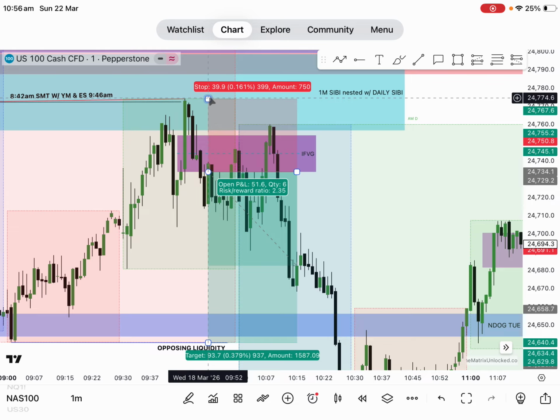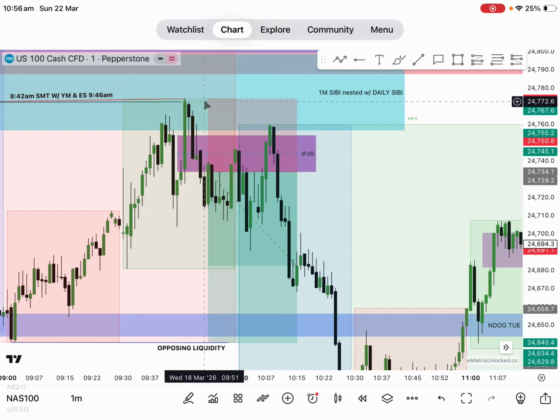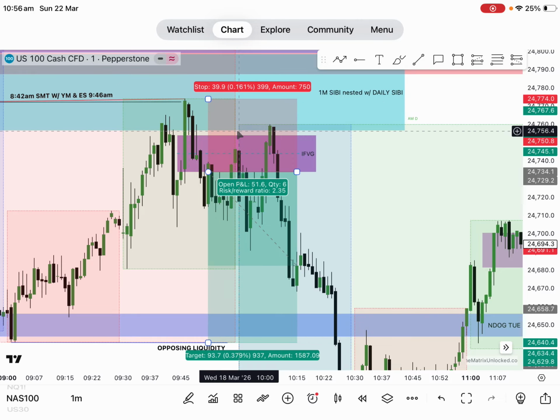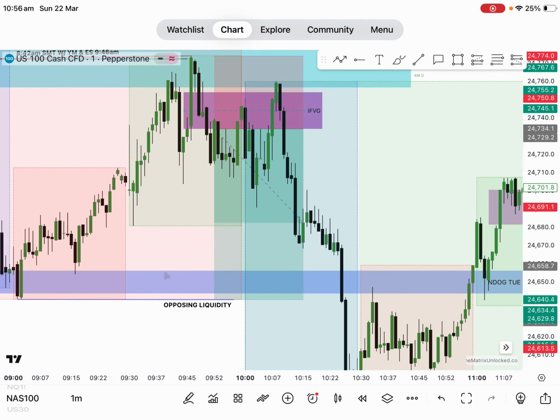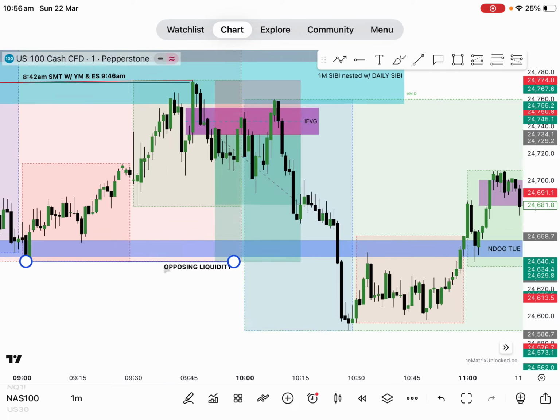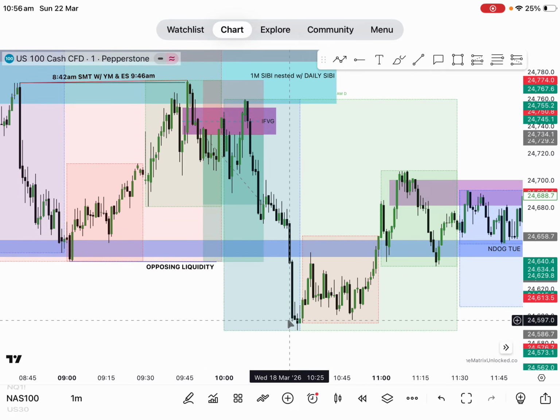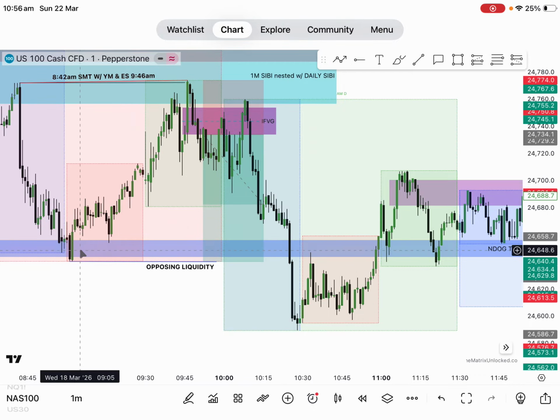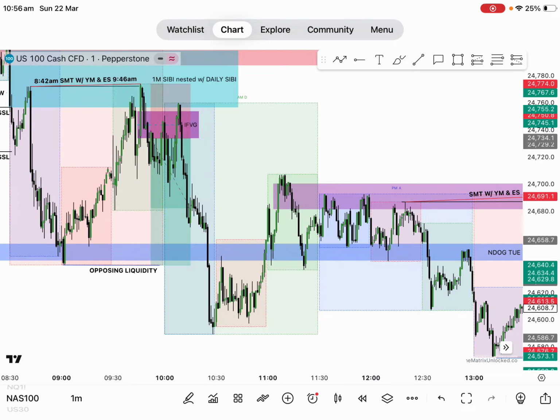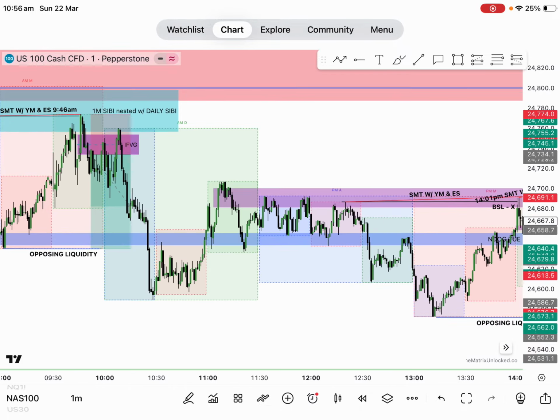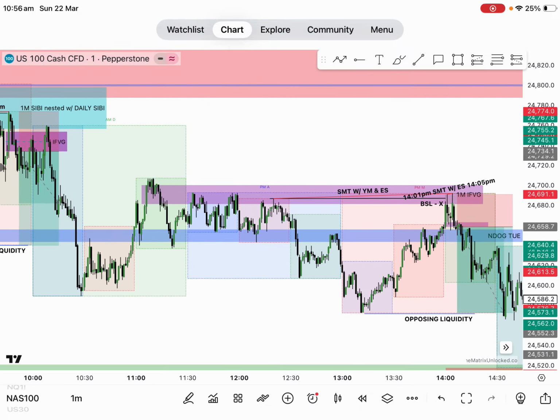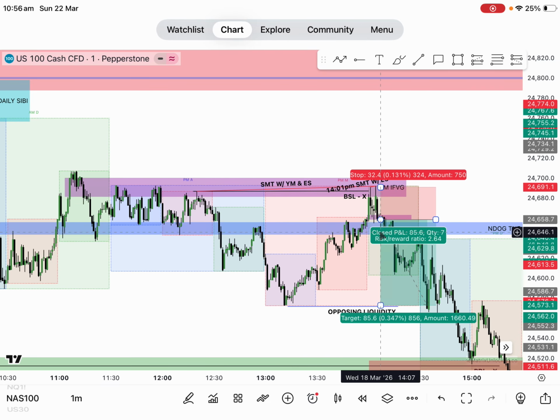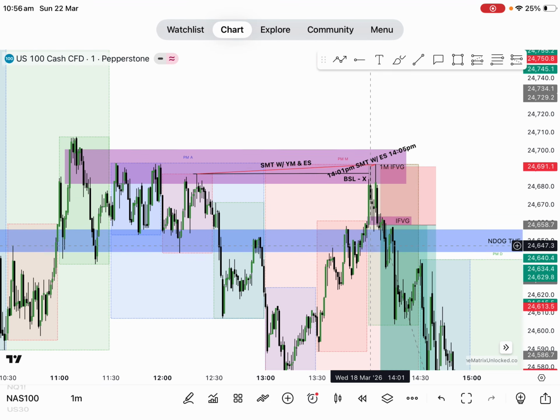Stop above the first candle or second candle on this matter. Boom, 2.35 risk reward. Not the best, but it could have gone more. Could have gone almost 3 or 4, but opposing liquidity is what we have been framing this strategy over. So 2.35. Boom, then comes 2 p.m.